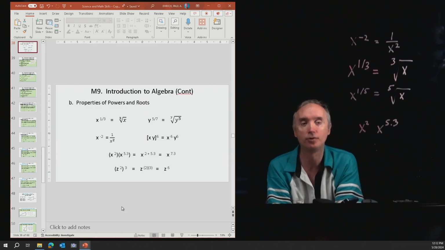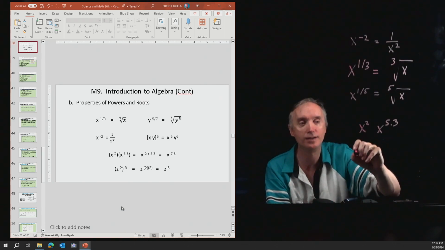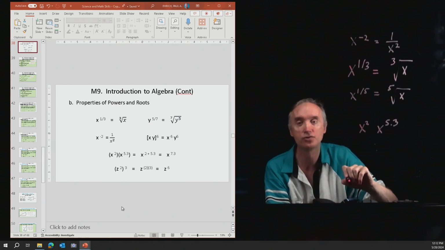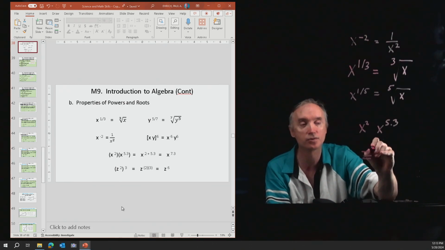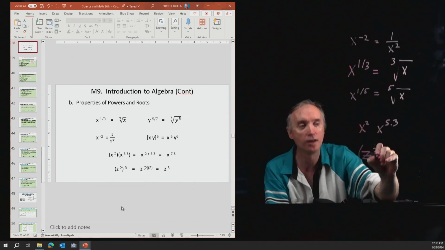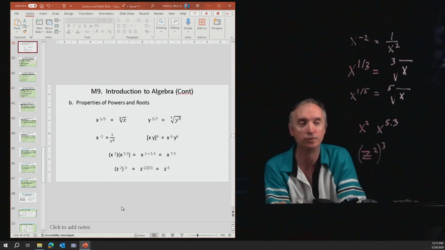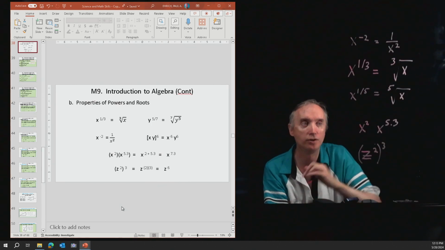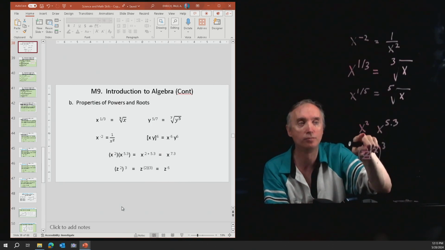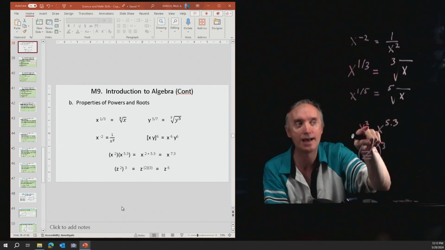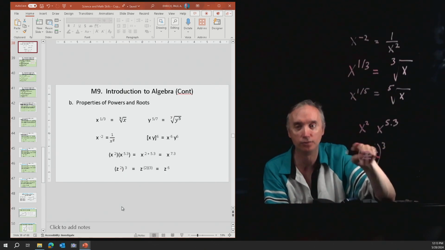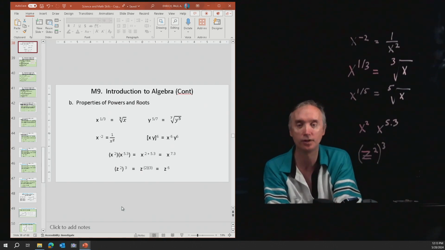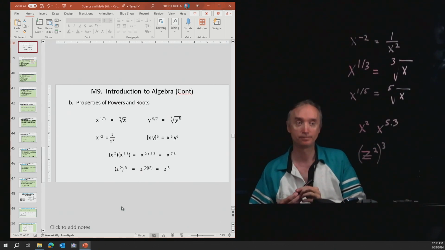And then the last example is, well, what about if you are raising an exponential to another power? So our exponential is going to be z squared, and then we're taking the whole thing and raising it to another power. Well, you notice that up here, when you multiplied exponentials, you added the exponents. When you raise an exponential to a power, you multiply the two exponents. So it's going to be 2 times 3, which is equal to 6.